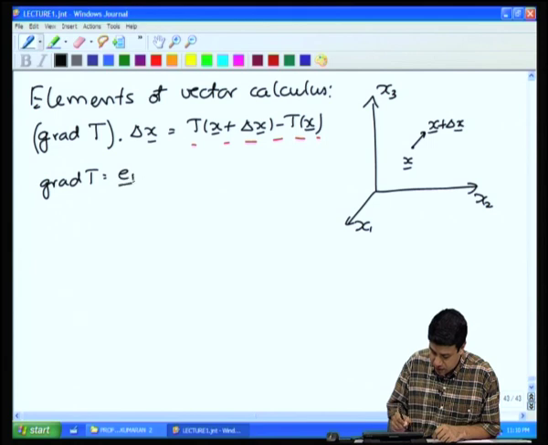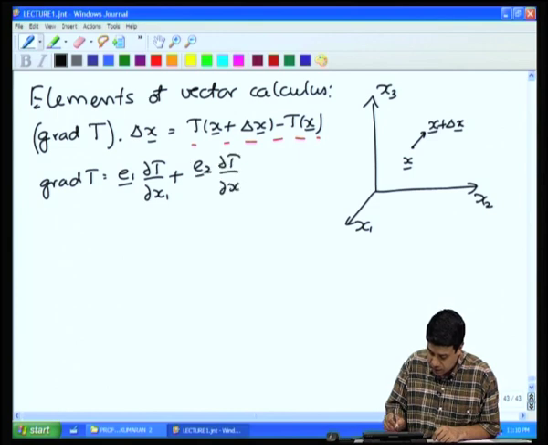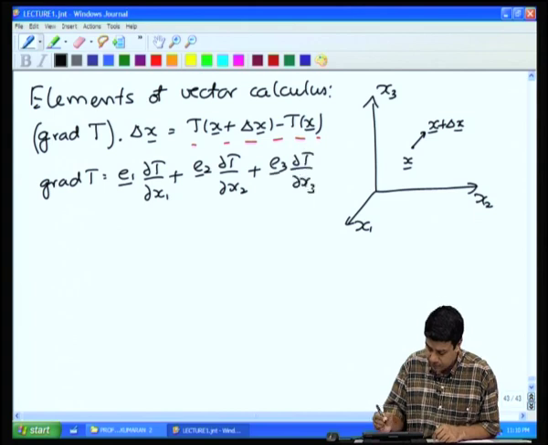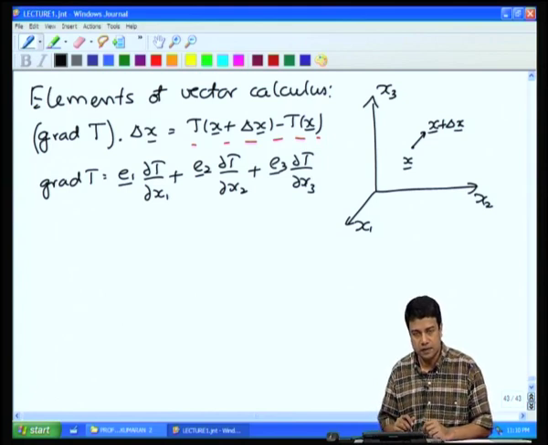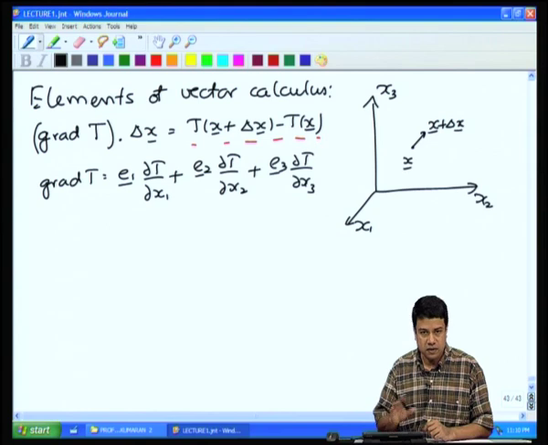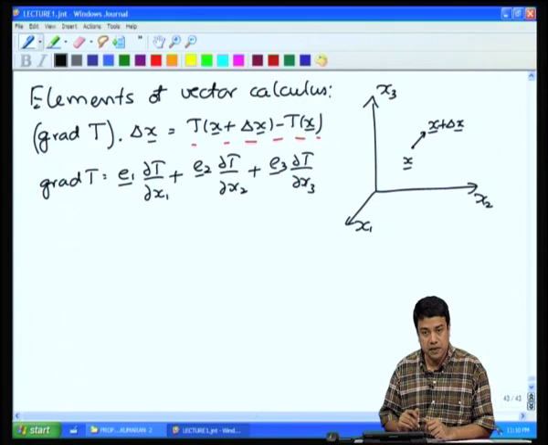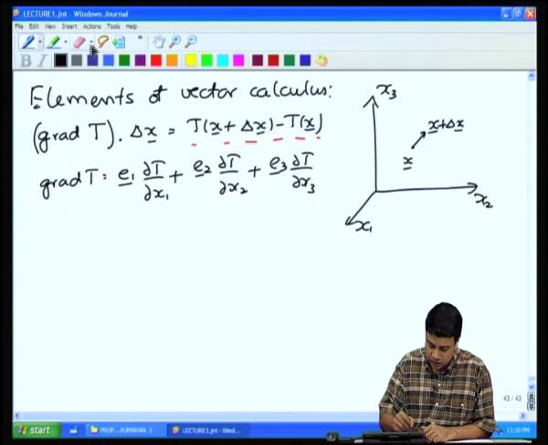which in Cartesian coordinates is E1 partial T by partial x1 plus E2 partial T by partial x2 plus E3 partial T by partial x3. So, this is one type of derivative acting on this scalar field. The inverse of this derivative is the integral, and that integral relation basically relates the integral of grad T dotted with distance travelled along a path to the difference in the temperature between the two endpoints.